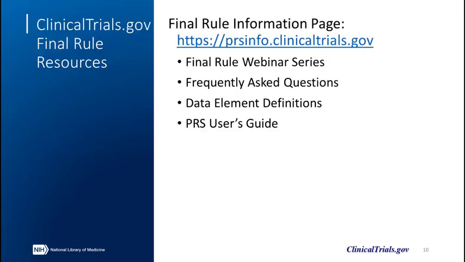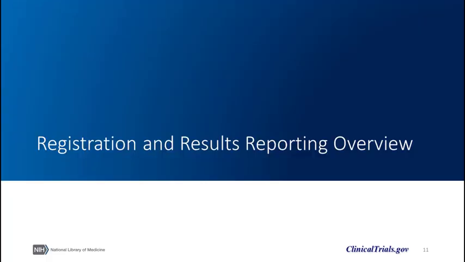To obtain more information about the final rule, you can visit prsinfo.clinicaltrials.gov. This page includes links to the final rule webinar series, frequently asked questions, data element definitions, and the PRS User's Guide. In the next section, I'll provide a brief overview of registration and results reporting to ClinicalTrials.gov.